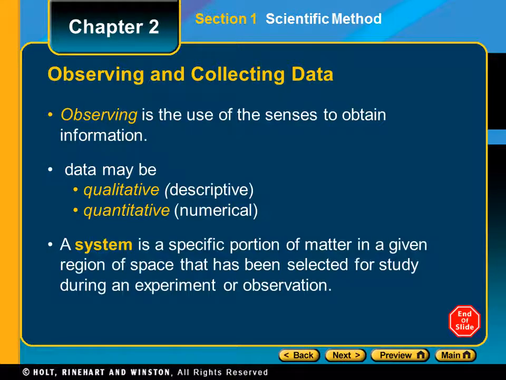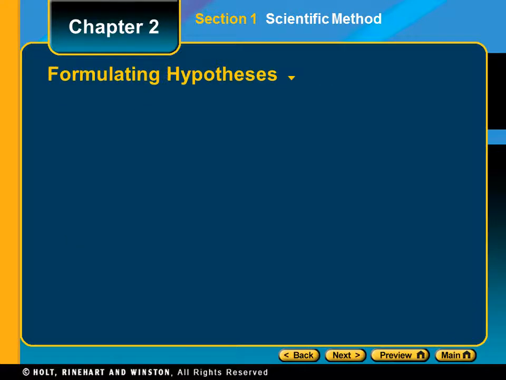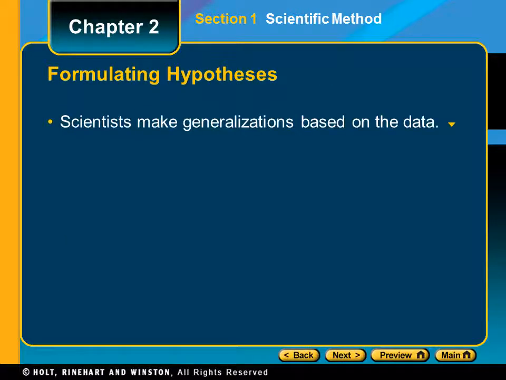Everything that we're studying, the definition here is a specific portion of matter in a given region of space that has been selected for study during an experiment or observation. What we are looking at, what we are studying, what we are observing, what we are collecting data on, this is called a system, and we talk about these things in science in terms of the system that we're looking at. We move from our observation making to actually formulating a hypothesis.